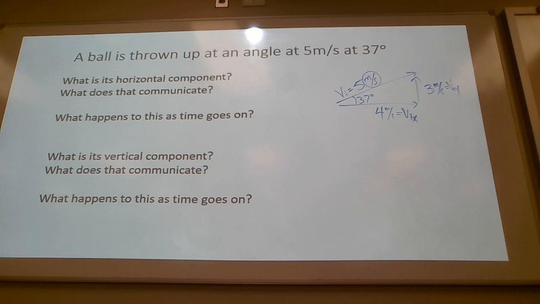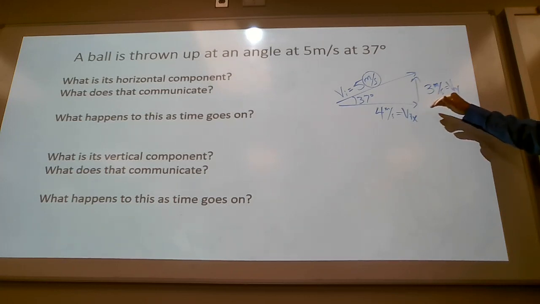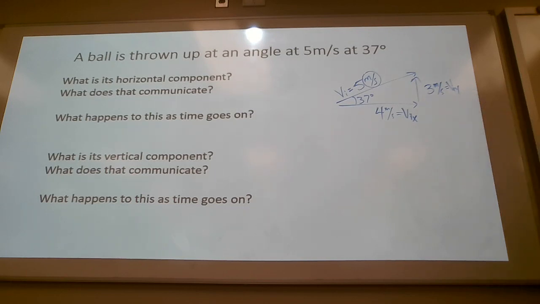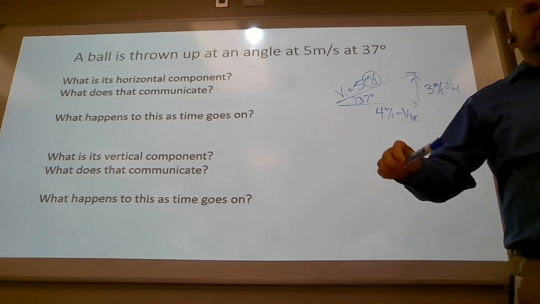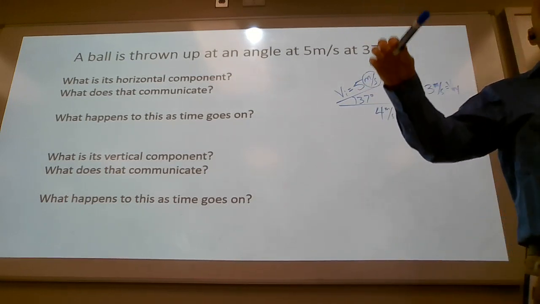Okay. Now, a follow-up to that is this 3 meters a second as the ball is in the air. Does this change, or does it remain constant, the 3 meters a second? Tell your neighbor. Is this 3 meters a second in the vertical direction, does that stay constant, or does that change? Changes. Slows down and then speeds back up.